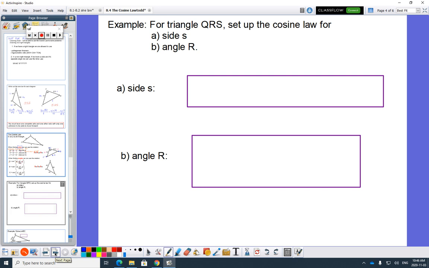Okay, so for triangle QRS, set up the cosine law. So now we're going to do it just to get you to practice without worrying about if it's A or B or whatever. Okay, so make a triangle. Make sure it's not a right angle. Again, in English, it's hard to tell the difference between big S and little s. So whatever your big S is for the vertex or the angle, then make sure your side s is little, okay?